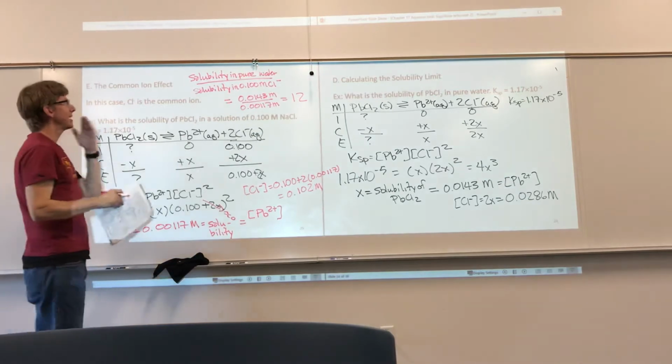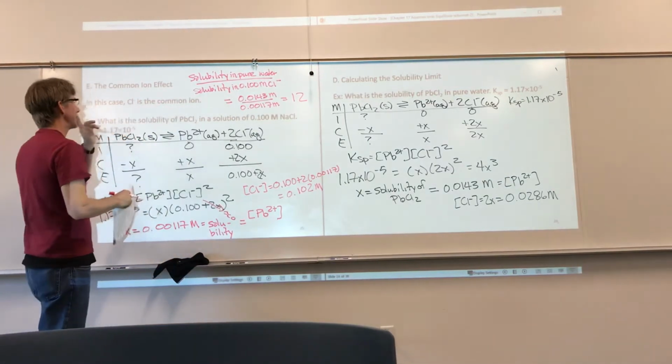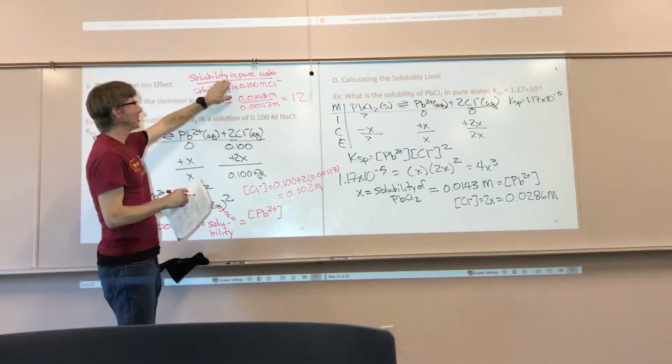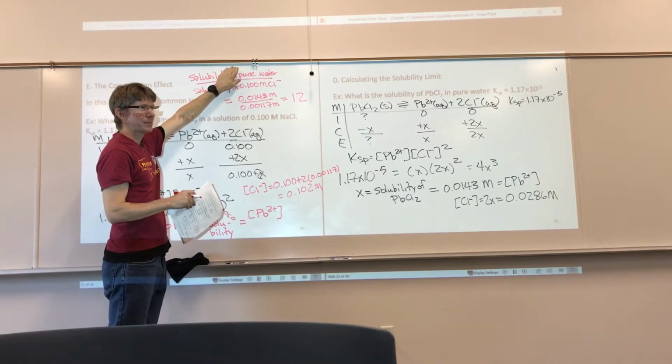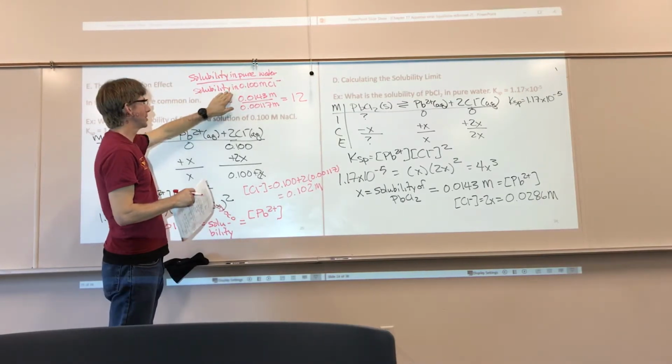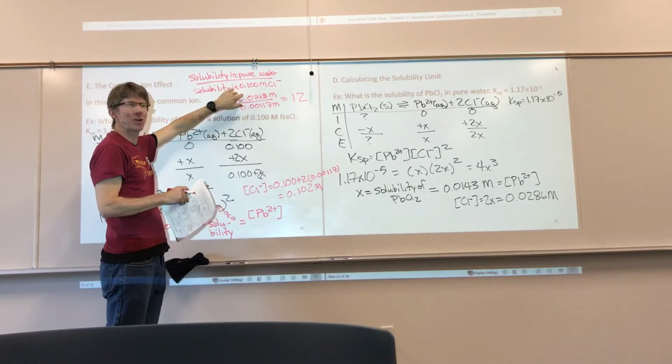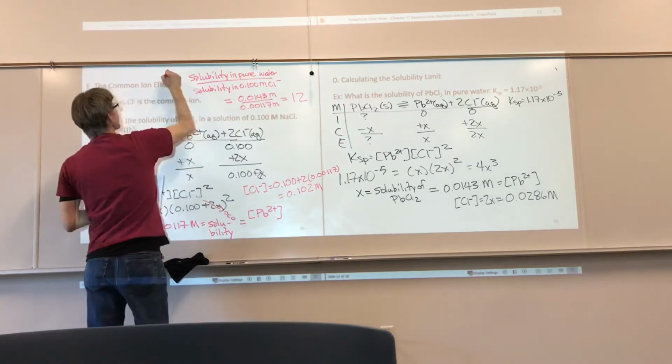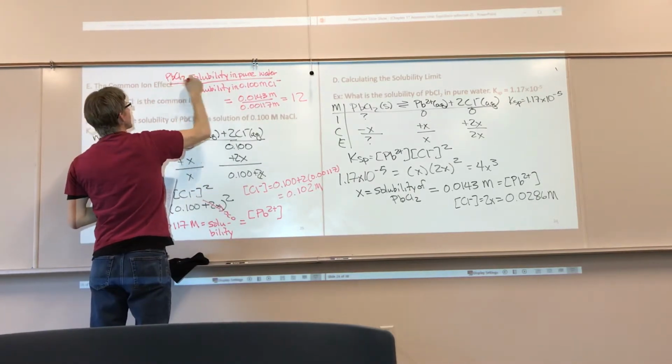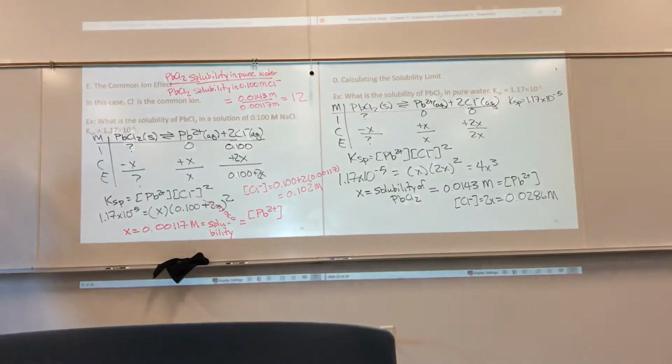Yeah, and just to be clear, and maybe I'm not, is the solubility of lead chloride in pure water and the solubility of lead chloride... Like, it's the lead chloride that's soluble. What is the factor of 12 indicating?